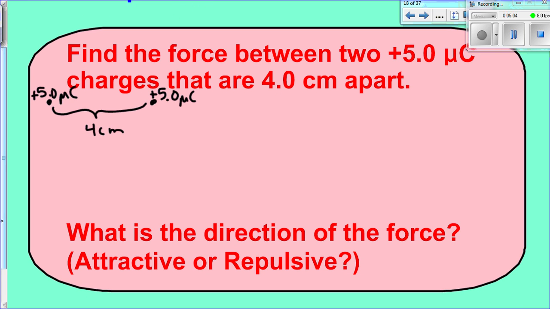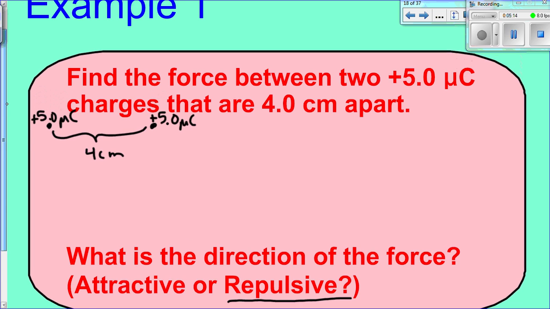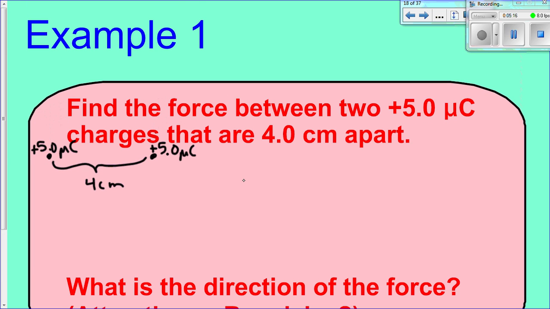Now, actually, right now, I can already answer that question. I know the direction is going to be repulsive. They're going to repel each other, and I know that because they're both positive. And positive charges, if they're both positive, are going to repel each other. So I've already answered that part.